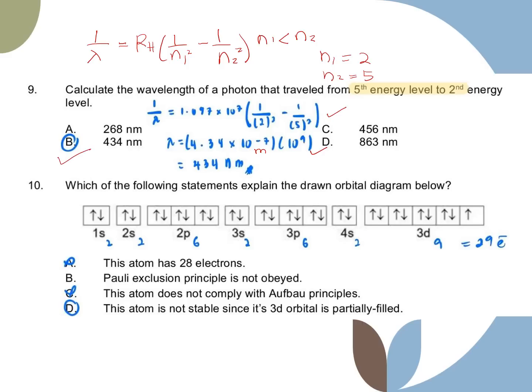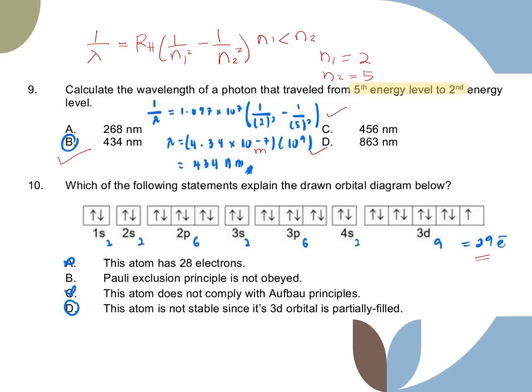Okay. Let's go to question number 10. Which of the following statements explain the drawn orbital diagram below? From this orbital diagram, you can count the number of electrons in this element. We have 2 plus 2 plus 6 plus 2 plus 6 plus 2, and then plus 9. So the number of electrons is 29.